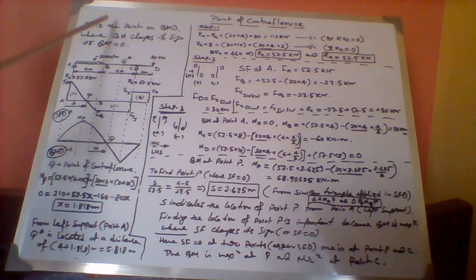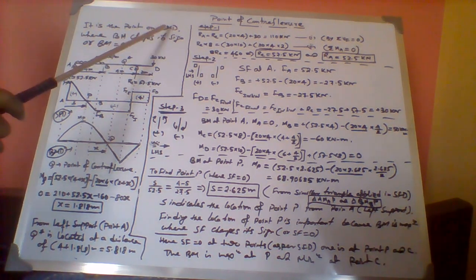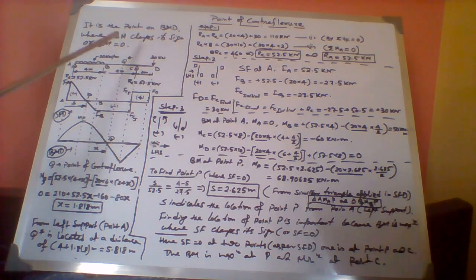So point of contraflexure is a point on the BMD, that is, a point on the bending moment diagram, where bending moment is used to change its sign, or rather you can say where bending moment is equal to 0. Both mean the same. And the same point, if it is projected on the beam, is termed as point of inflection. So the point on the bending moment diagram is termed as point of contraflexure, and the same point, if it is projected on the beam, is termed as point of inflection.